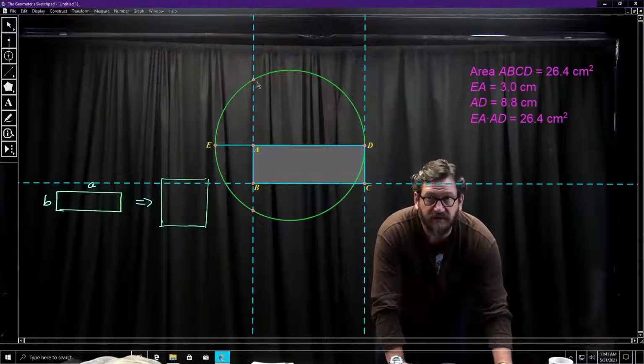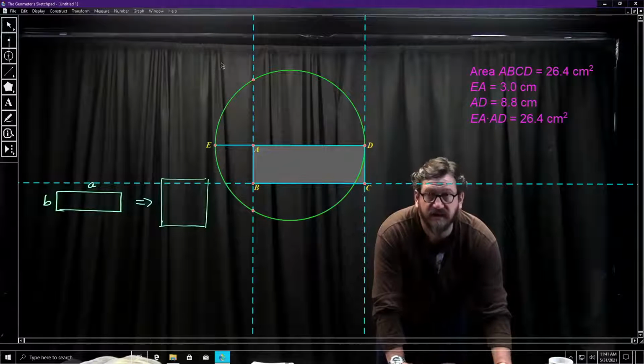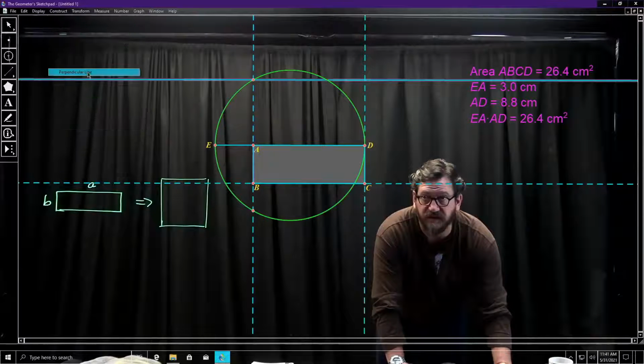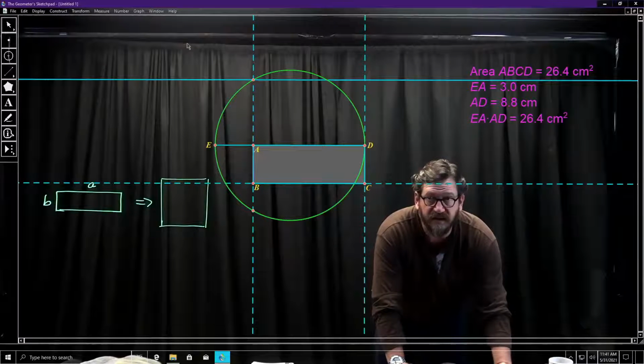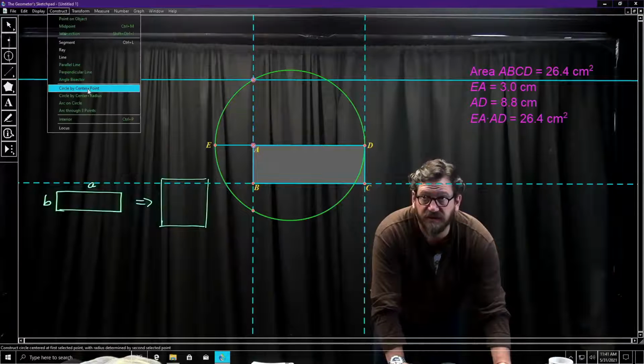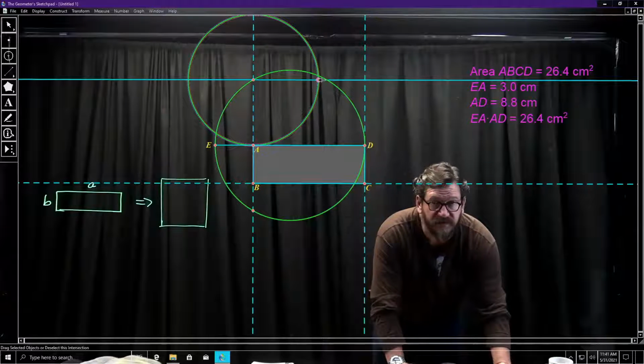Now there are two of them, but I'm only going to focus on this one right here. This little point right there is going to tell me everything I need to know. So I'm going to take that point and this line, and I'm going to construct a perpendicular. Now I'm going to take this as a center, this as a point, and I'm going to construct a circle because that's my way of saying give me the same distance in a different direction.